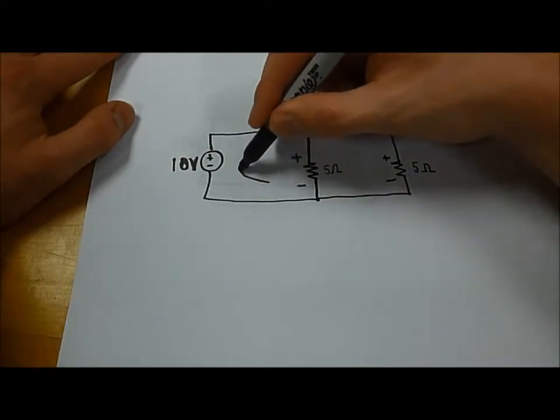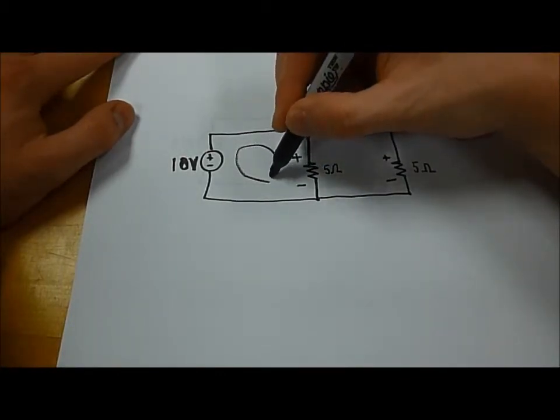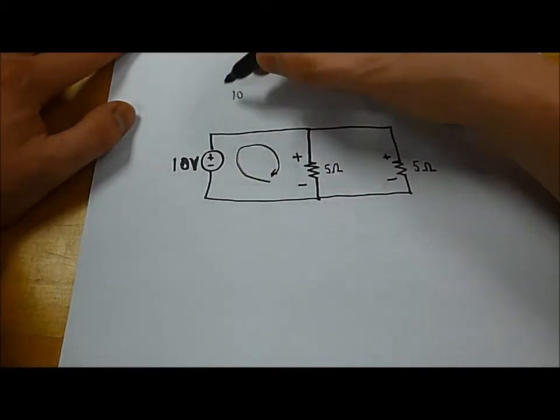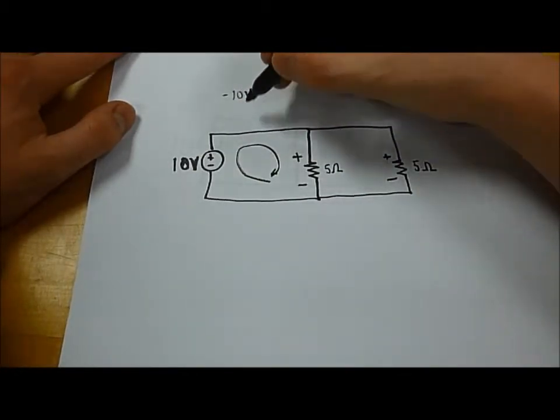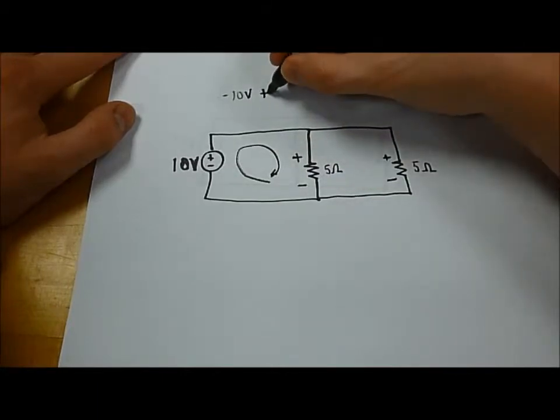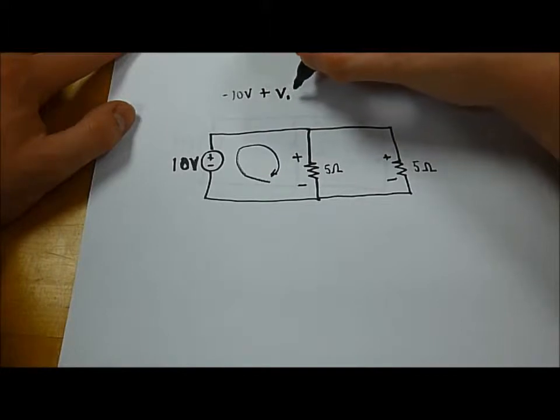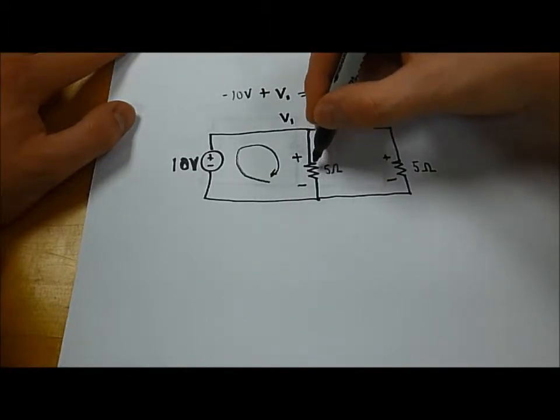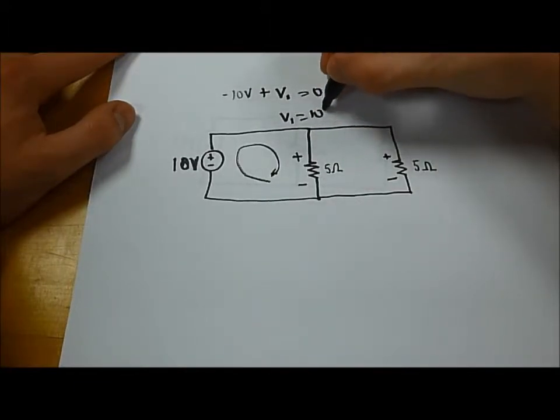So, in our first loop, we have minus 10 volts plus another voltage, call it V1, must equal zero. This means that V1, or the voltage dropped across this resistor, will be equal to 10 volts.